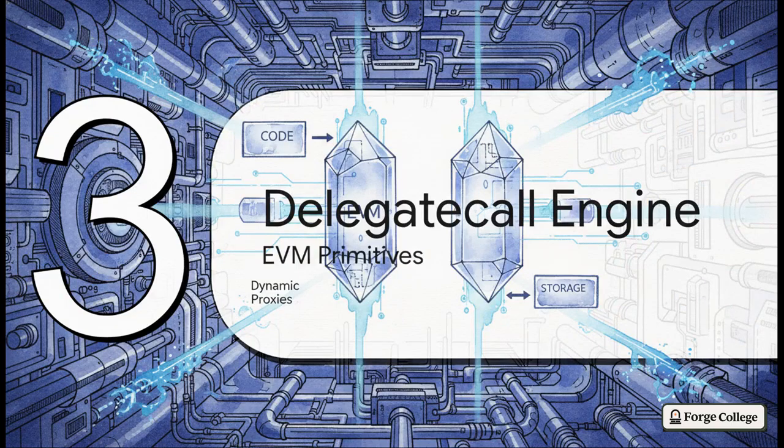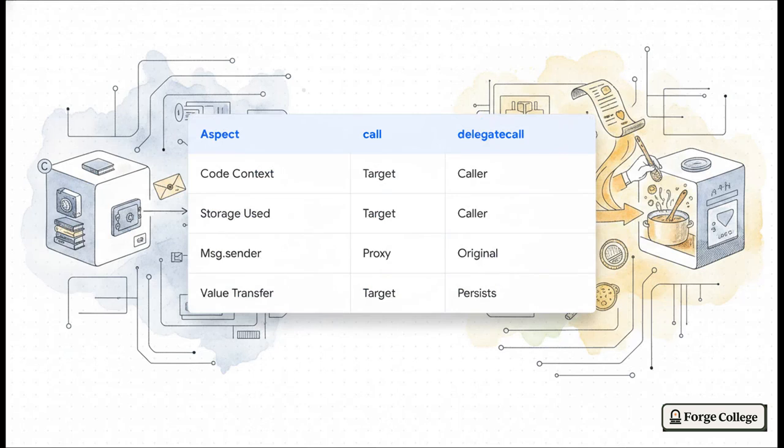Section 3. The delegatecall engine, EVM primitives. Now, splitting code and storage sounds amazing in theory, but how does the blockchain actually pull it off? Well, it uses a very specific EVM primitive. Think about a standard call. It's like sending a letter to another contract and asking it to do something with its own data.